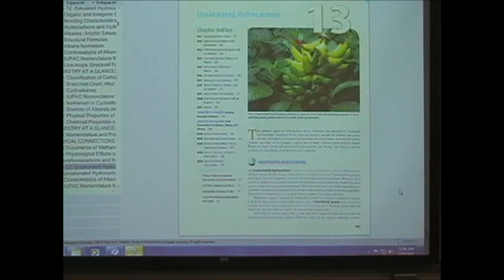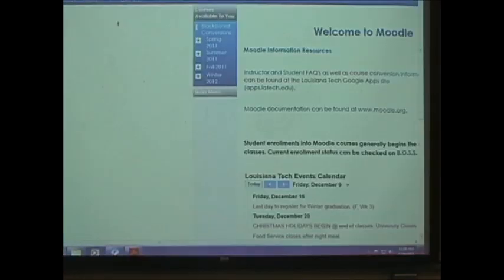Now, what do these bananas have to do with unsaturated hydrocarbons? In this picture, the hydrocarbons are for ripening. Yes, ripening. The unsaturated compounds have an effect on ripening.